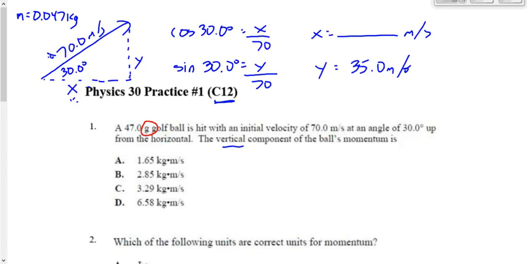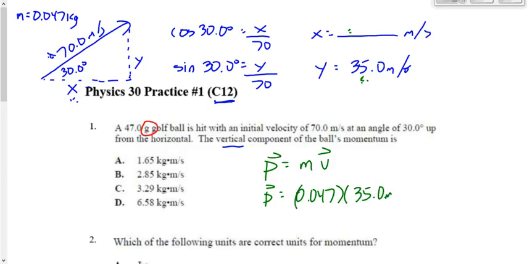All right, now we want to find the vertical component of the ball's momentum. Well, momentum is m times v. If I wanted to find the magnitude of the overall resultant momentum, it would be 0.047 times 70. If I wanted to find the x component, I would say it's 0.047 times the x component of the velocity. For the y component, it's 0.047 times the y component of the velocity, so 0.047 times 35.0 meters per second. That works out to be 1.65 kilograms meters per second, or A.